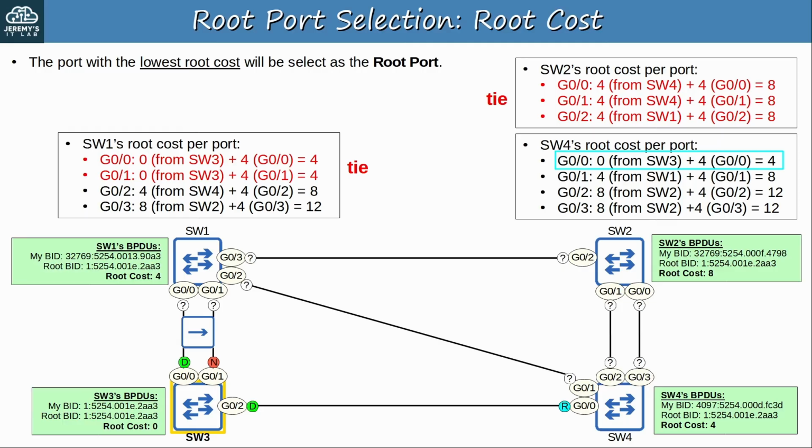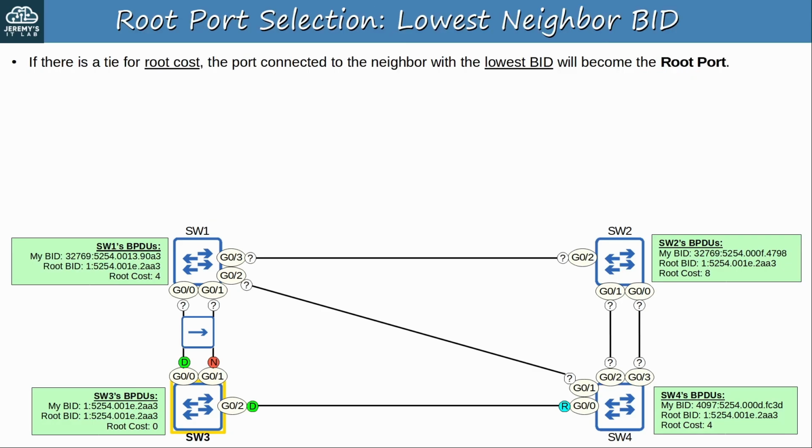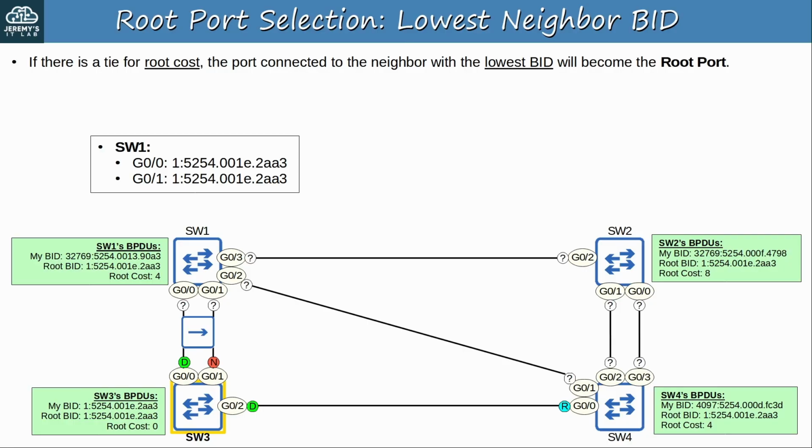As for switch 1 and switch 2, we have to proceed to the first tiebreaker. The first tiebreaker is the lowest neighbor ID. The port connected to the neighbor with the lowest bridge ID will become the root port. Switch 1's tied ports were G0/0 and G0/1, and as you can see, they are both connected to the same neighbor, switch 3, and therefore they are tied once again. Switch 1 still can't select a root port.